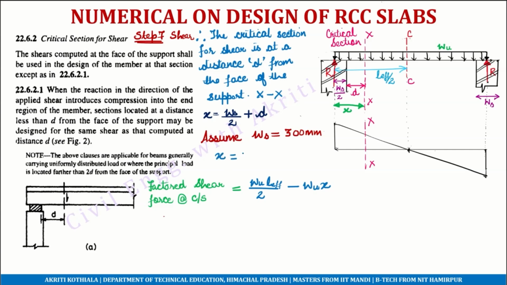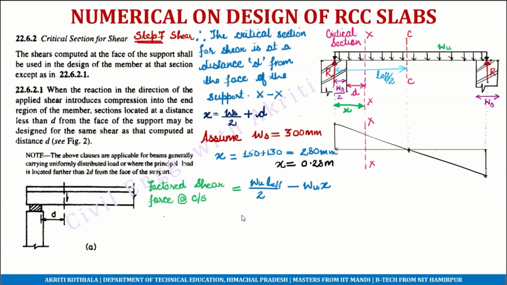So x is equal to 150 plus 130, because 300 divided by 2 plus d is 130. This calculates to be equal to 280 millimeters. So x is equal to 280 millimeters. L effective is 3.1 meters, given to us in the question, so we'll have to convert x also into meters. So that will be 0.28 meters. This is the value of x in meters.